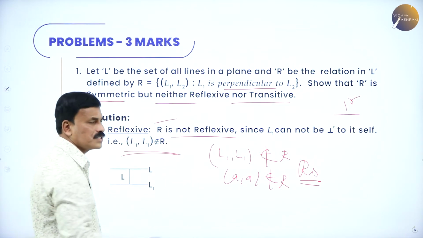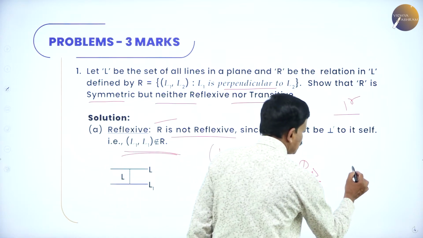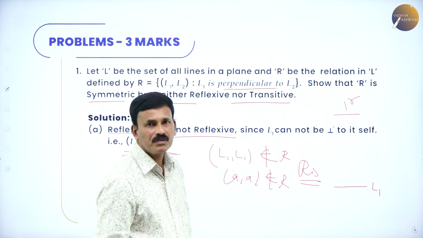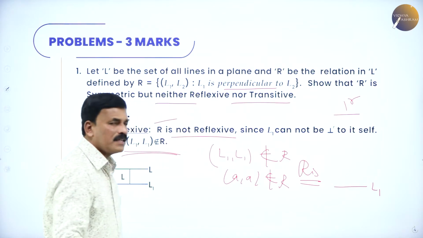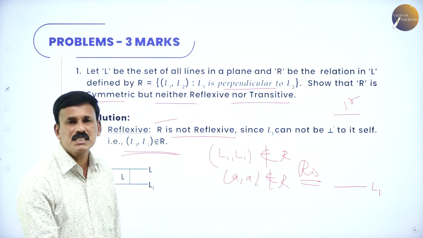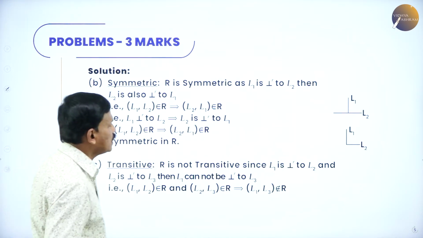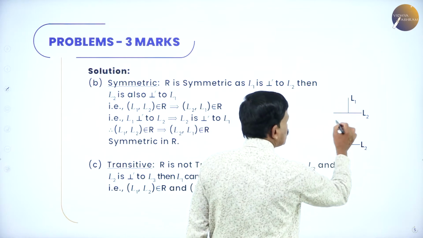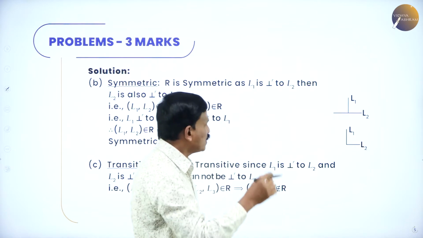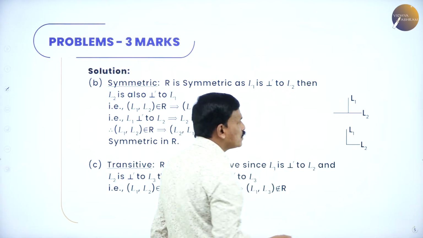This is not reflexive because L1 cannot be perpendicular to itself. Okay, so therefore this is not reflexive. Coming to the symmetric property, observe carefully. Let us consider two lines L1 and L2. L1 is perpendicular to L2 and L2 is also perpendicular to L1.